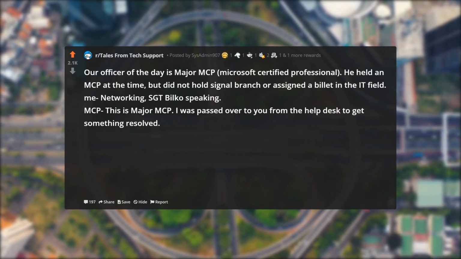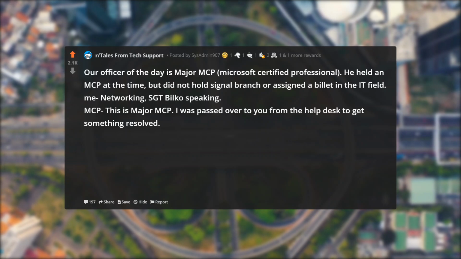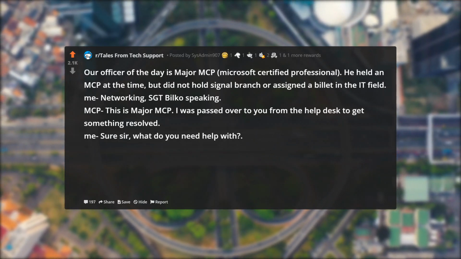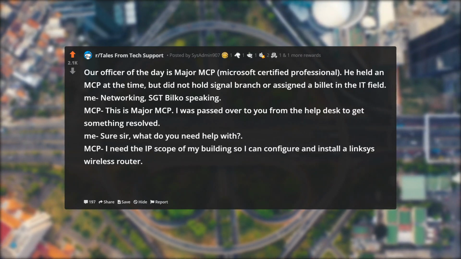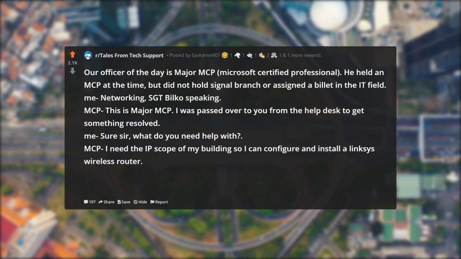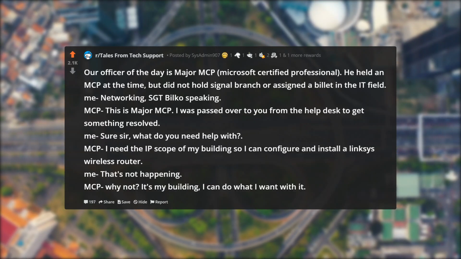Me, networking, SGT Bilko speaking. MCP: "This is Major MCP. I was passed over to you from the help desk to get something resolved." Me: "Sure sir, what do you need help with?" MCP: "I need the IP scope of my building, so I can configure and install a Linksys wireless router." Me: "That's not happening."